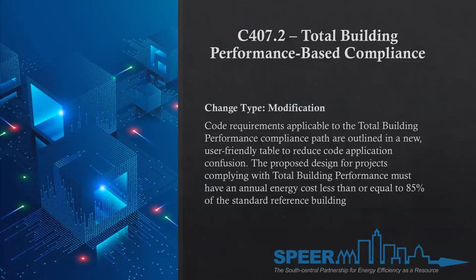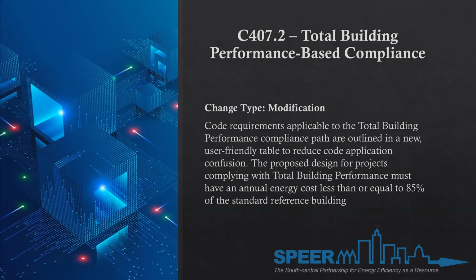And then the total building performance code requirements applicable for total building performance paths are outlined in a new user-friendly table to reduce code application confusion. Again, it comes down to how you want to say it: it's either better than 15% or it's under 85% of the reference building.